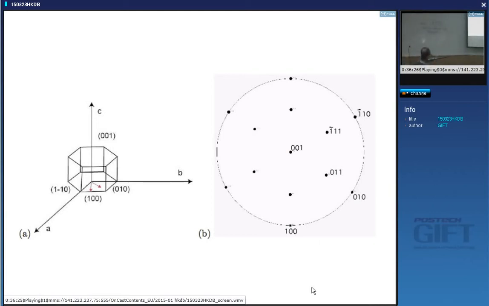So 100 is this face here. And 010 is this face here. And this face here is bar 110, because look, it intersects the x-axis at minus 1 here and intersects the y-axis at 1. So it's bar 110. Now, doesn't that seem strange? Because aren't those crystallographically equivalent faces? This face of the hexagon is exactly the same in terms of atomic arrangement as this face and this face. And yet we have different indices, right?